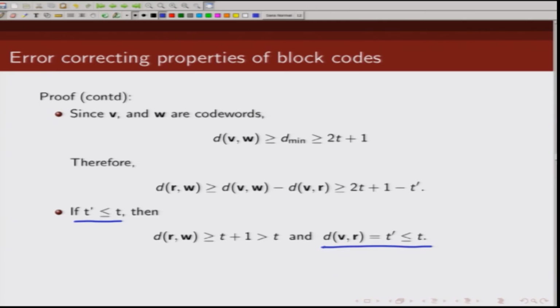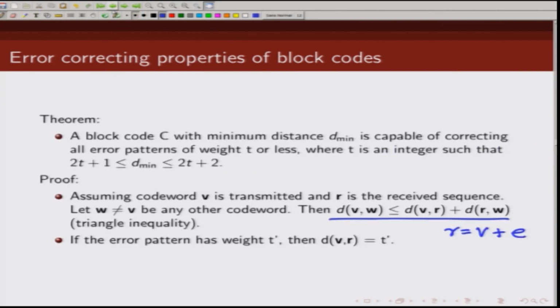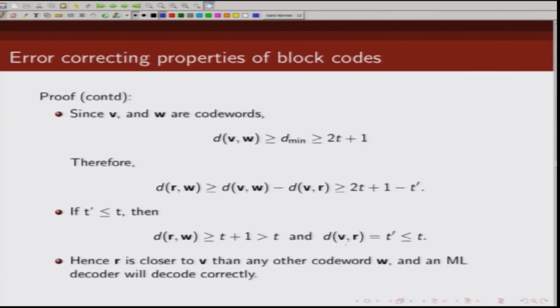So, what we have shown here is, as long as your error pattern has weight up to t, those error patterns are correctable, provided the minimum distance of your code is d min and it satisfies this relationship. So, if the minimum distance of the code is at least 2t plus 1 and less than or equal to 2t plus 2, then it can correct all error patterns of weight t or less. As we can see here, the received code word is closer to v than any other code word w, so it will decide in favor of v, and this r will be decoded as v.